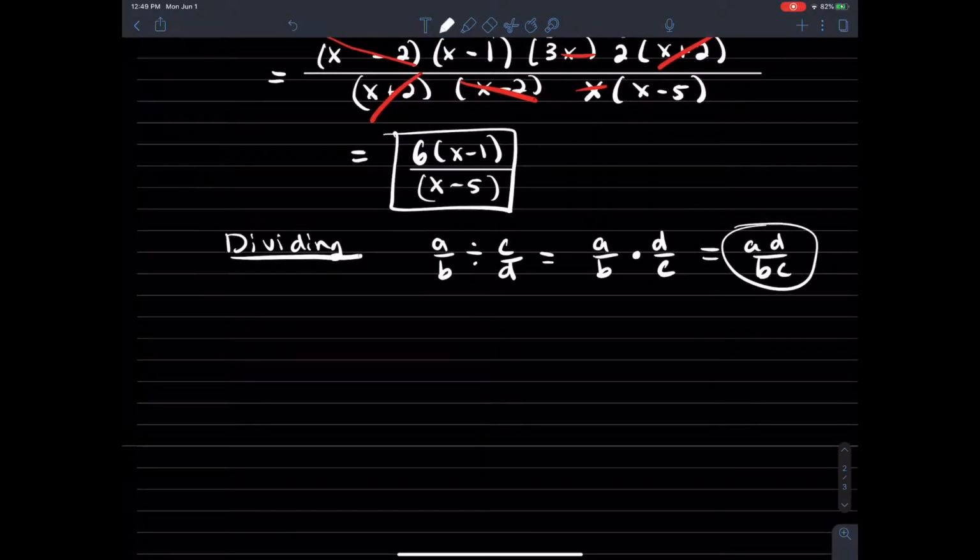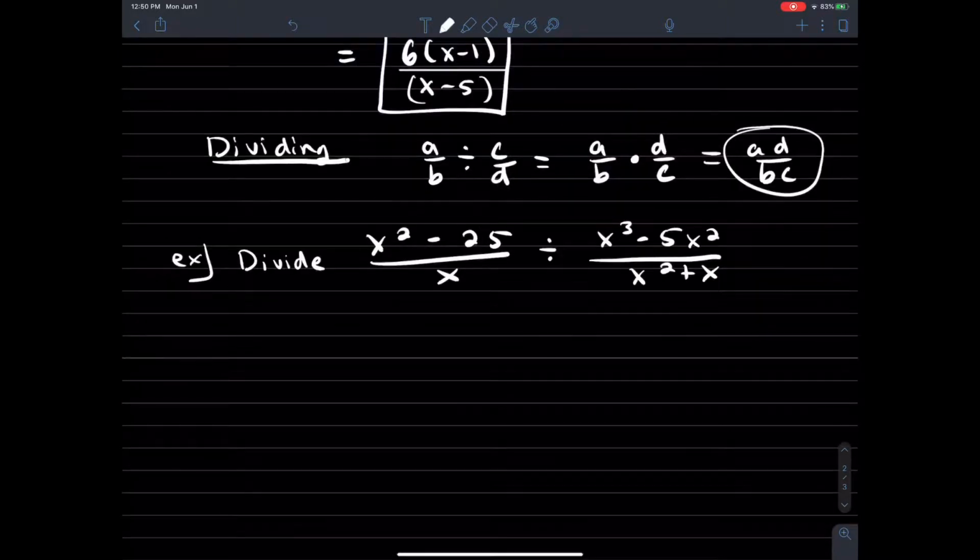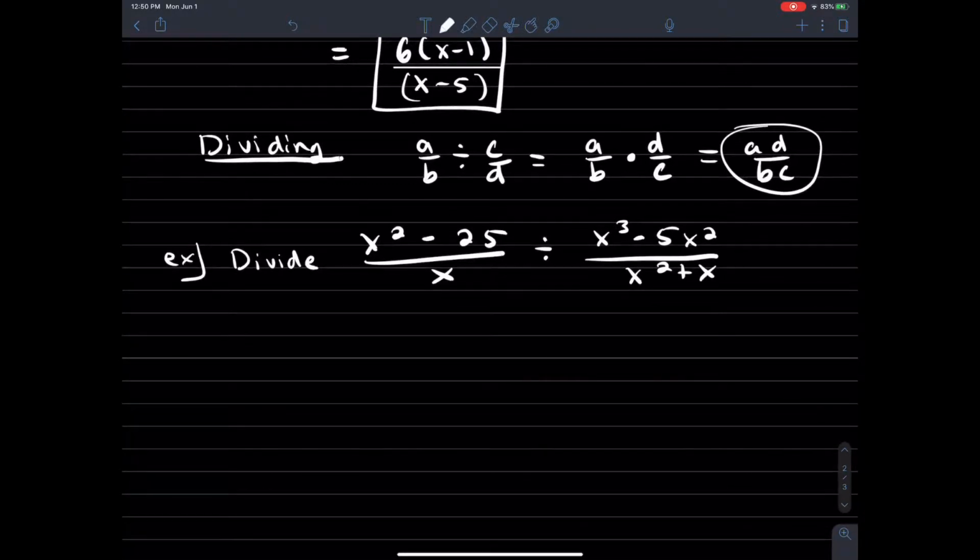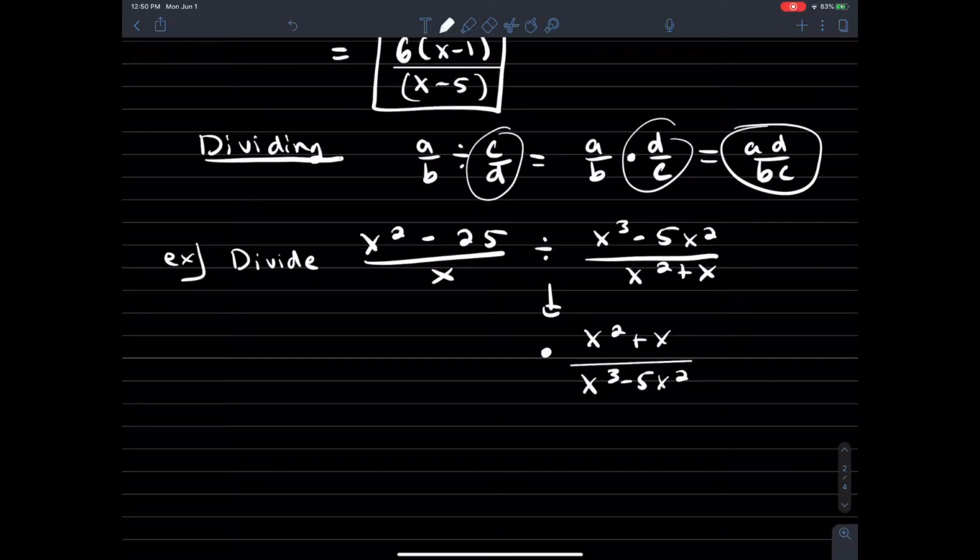So let's do one. So here's our first problem for dividing, and it could actually say divide or simplify. Both instructions are appropriate. So again, if we want to just do one step at a time, let's not get it confused. We change the divide to times, and we flip what we're dividing by. So this up here got flipped. So it's x squared plus x on top, x to the third minus 5x squared on the bottom.